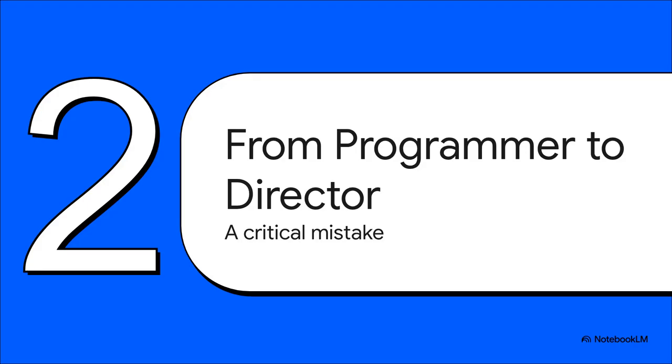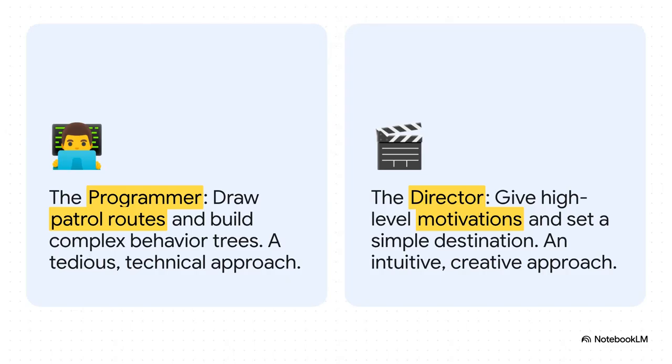So how in the world do you fix this? Well, the first idea seemed logical, if you're an engineer. But it showed a massive misunderstanding of how creative people actually work. The first attempt tried to solve the problem by basically turning the storyteller into a programmer. Yeah, the first thought was to have creators do things like draw patrol routes for their characters or build these complex behavior trees. But come on, a writer or an artist doesn't think like that.